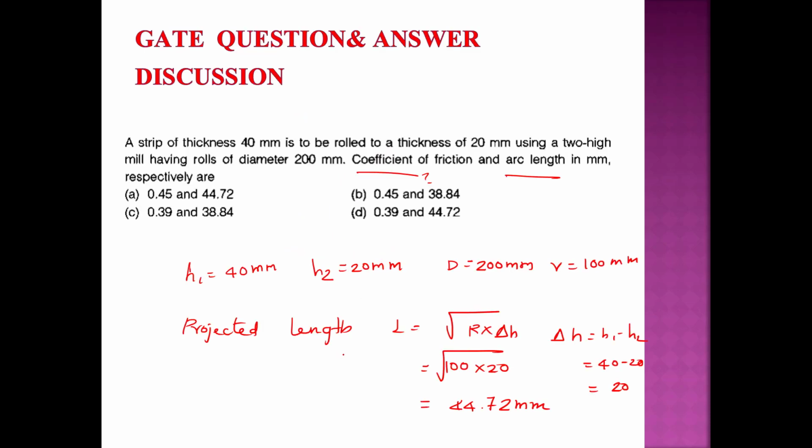And the projected length is 44.72. So this is the right answer. 0.447, that is 0.45, is the coefficient of friction. Then the draft length is 44.72. This is the right answer.